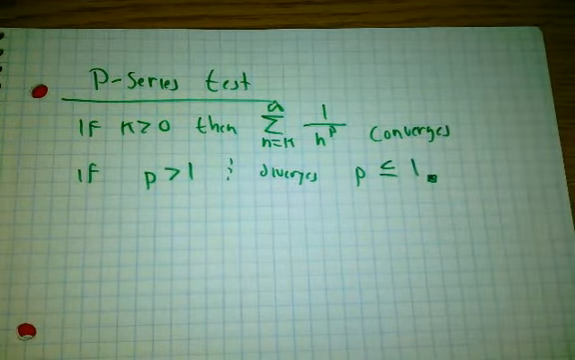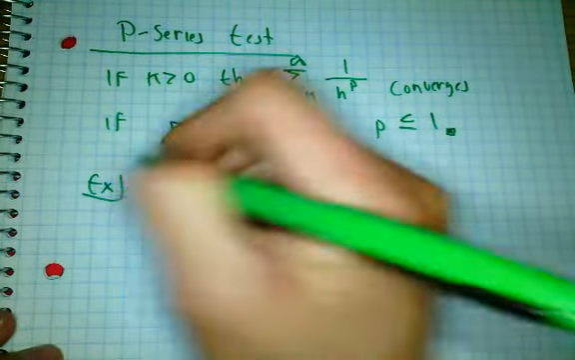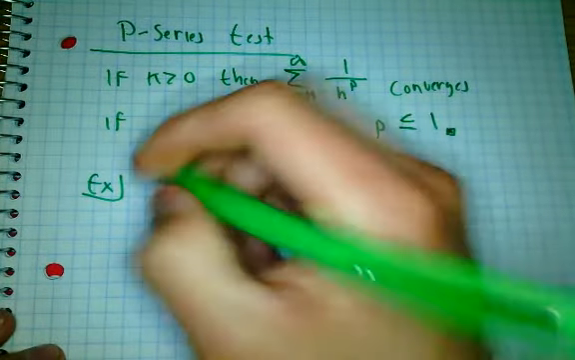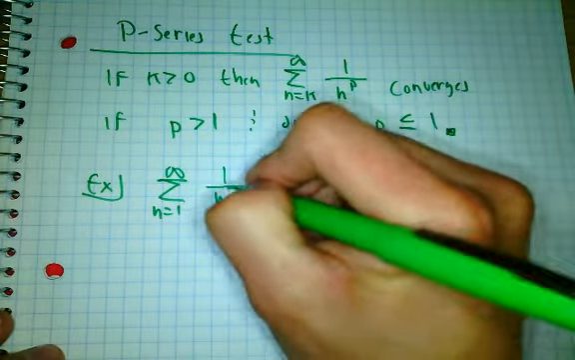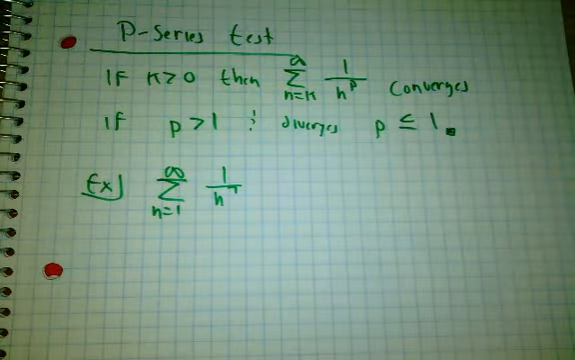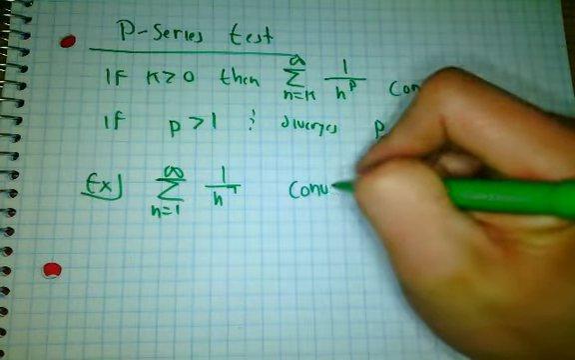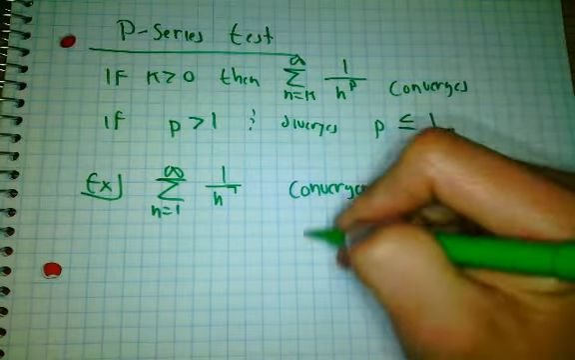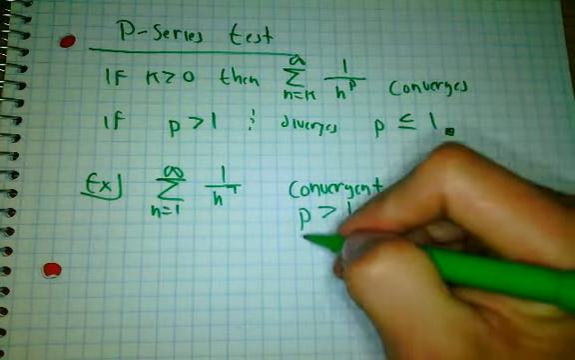Let's say we have a series from 1 to infinity of 1 over n to the 7th power. Convergent or divergent, and why? Convergent, because p is greater than 1. Therefore, converge. That's simple. This is one of the easiest tests you're going to run into.